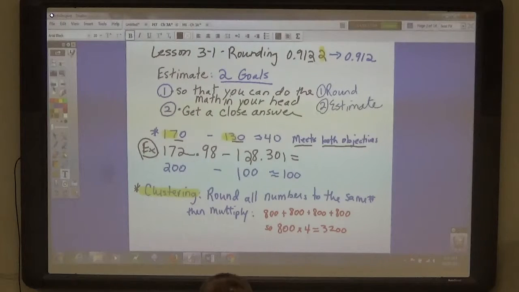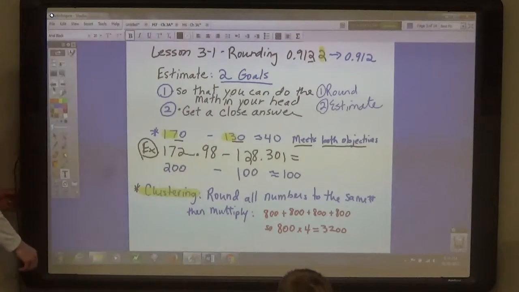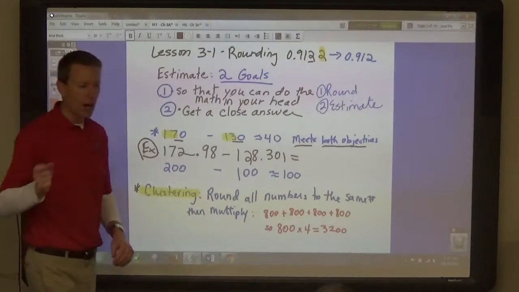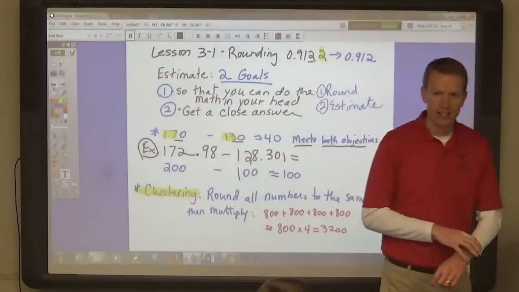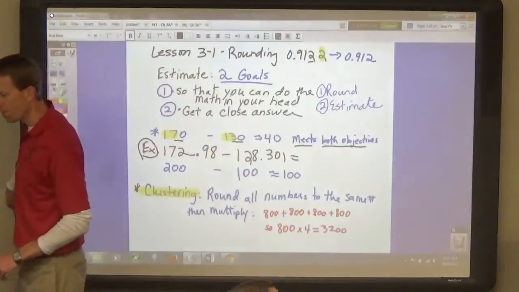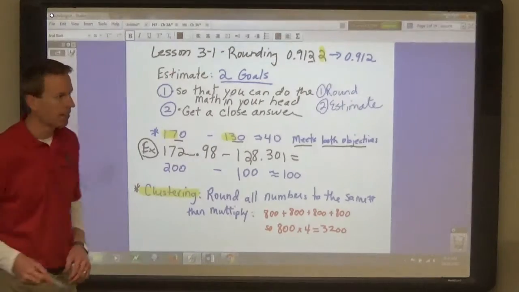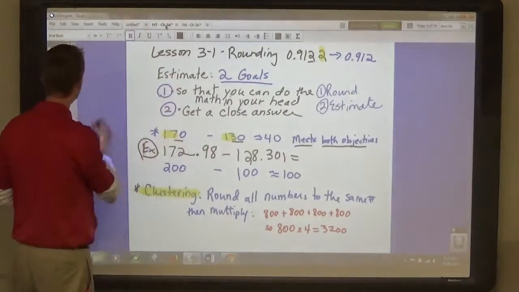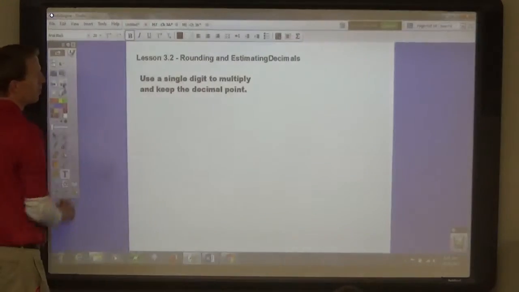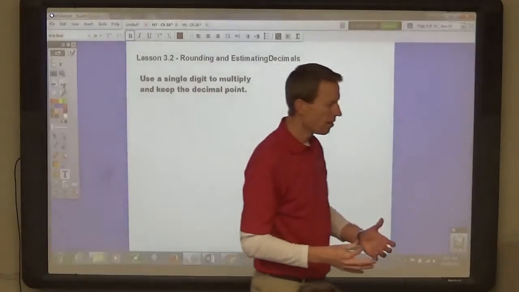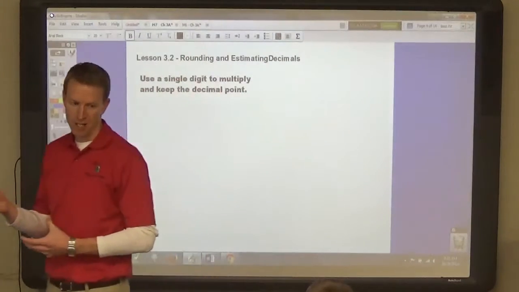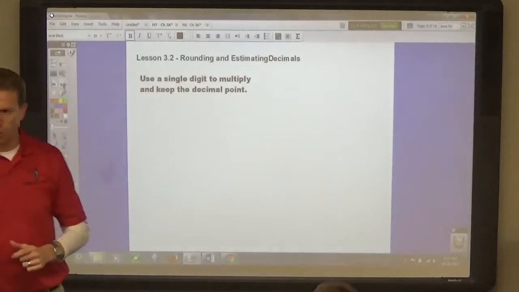Okay? In lesson 3.2, 7th graders, we're going to work on multiplication and division with decimals. And there's a couple of key things when estimating with decimals. First of all, try to round it to whole numbers so that you can estimate and get a close whole number, but using a basic fact. So you don't always need to round to the nearest 10 or the nearest 100, because you can also use just single digits and multiply those.